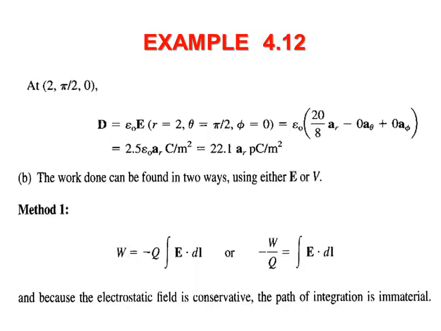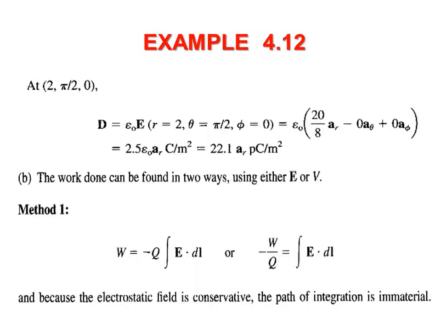So let's continue this example 4.12 at 2, pi by 2 and 0. So D will be equal to epsilon naught E. We know the value of epsilon naught, and for E we have all the equations derived, and we put the values here. So in the end we find D, which is equal to 22.1 a r picocoulombs per meter squared. Let's move forward towards part B.